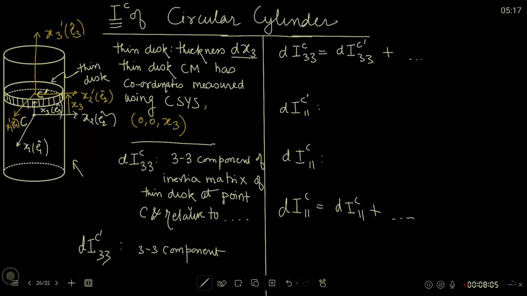I will use this symbol DIC33 to denote the 3-3 component of the inertia matrix of the thin disk at point C and relative to the coordinate system, the white coordinate system.